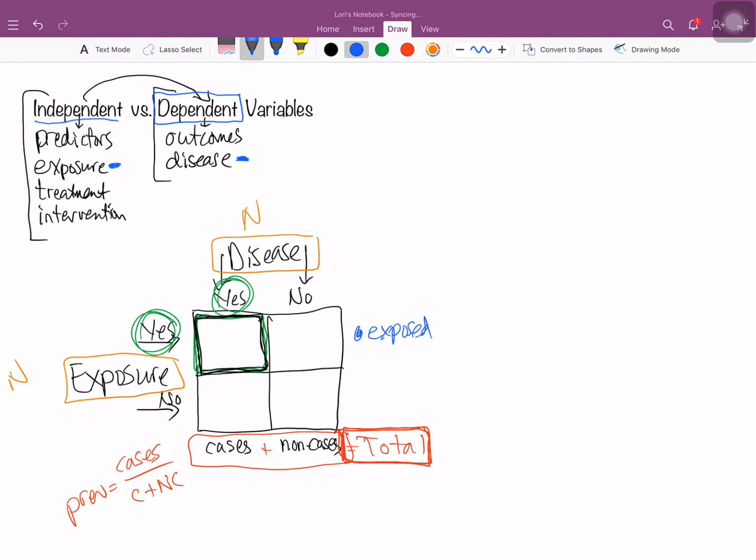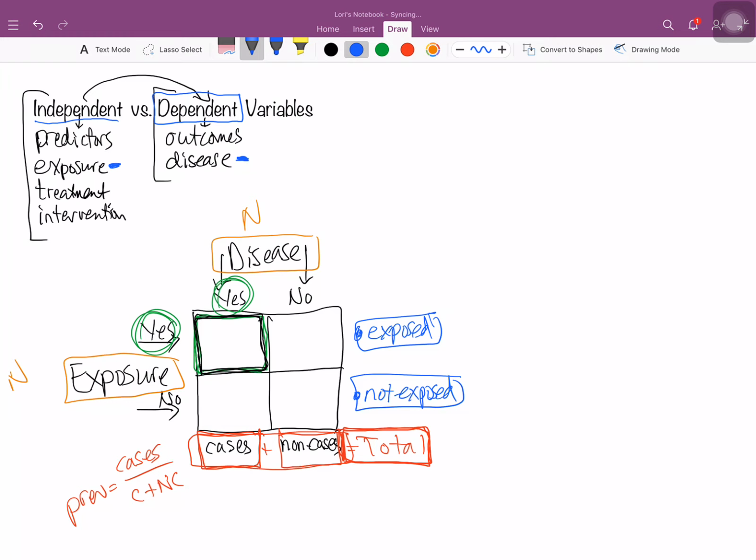And here on the next line down would be everyone who is not exposed. So we have our marginal totals. The marginal totals for the columns are cases and non-cases. Marginal totals for the rows are exposed and not exposed. And so these would all be replaced by numbers.